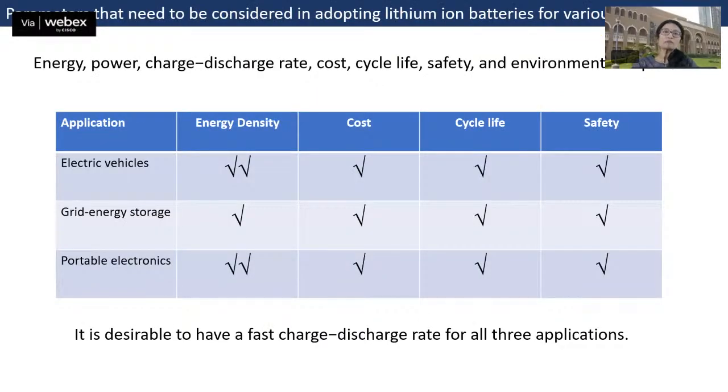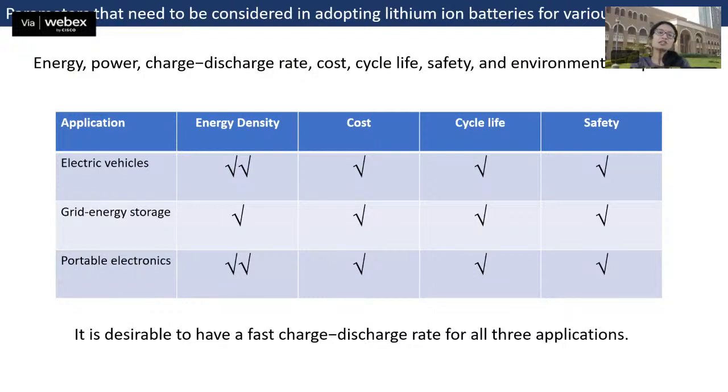Now the parameters which need to be considered in adopting lithium-ion batteries for various applications are energy, power, charge-discharge rate, cost, cycle life, safety, and environmental impact. In electric vehicles, as you see, energy density is very important. Cost, cycle life, and safety are important, but energy density is really important. For grid energy storage, energy density is not that important. Cost, cycle life, and safety are equally important.